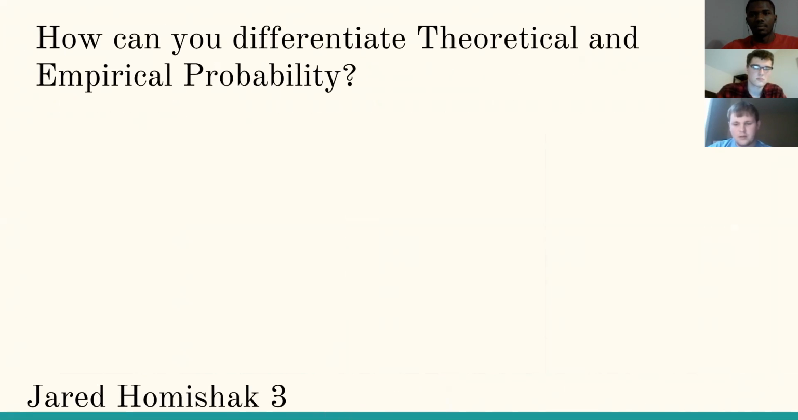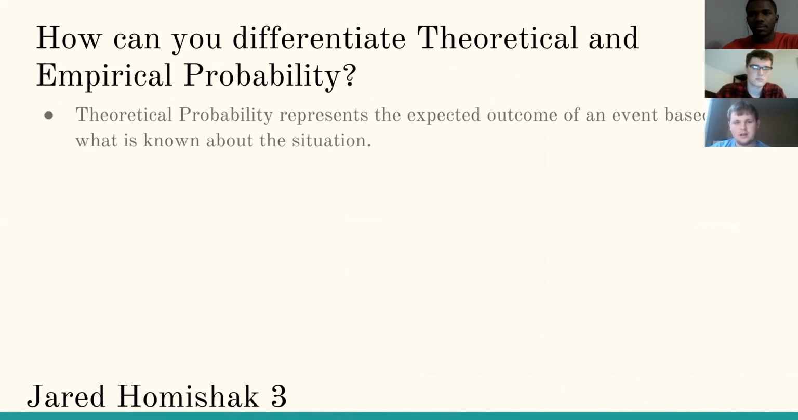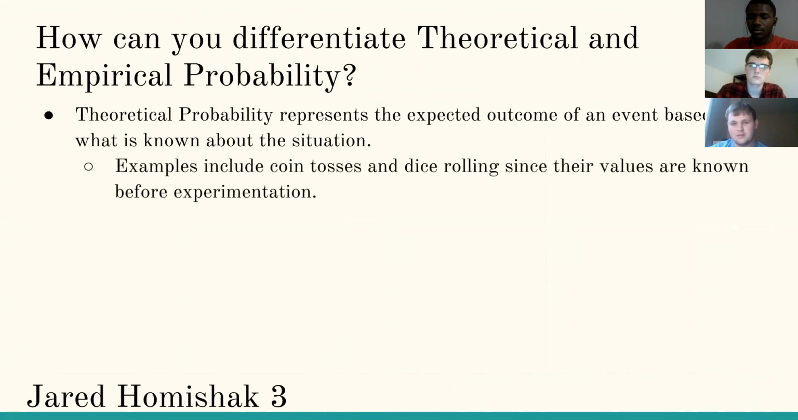Now for a theoretical event, the best way to describe it is simply the odds of an event based on what you know about that situation. For example, with a coin toss, you have two sides, heads and tails. That means, by logic, that you should have a 1 in 2 chance of winning the coin toss, whether you call heads or tails, which is about a 50% chance. And it also works with dice rolling, as you have a 1 in 6 chance of landing on a number between 1 through 6 on a fair die.